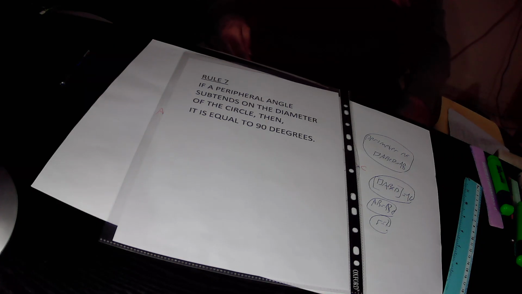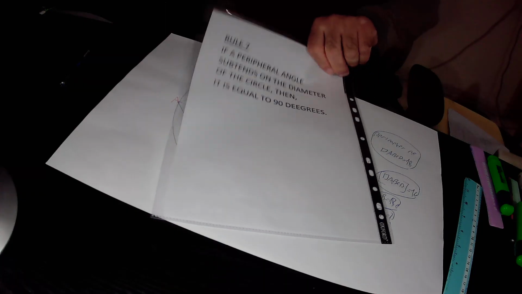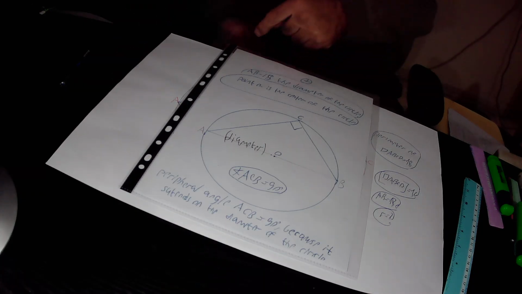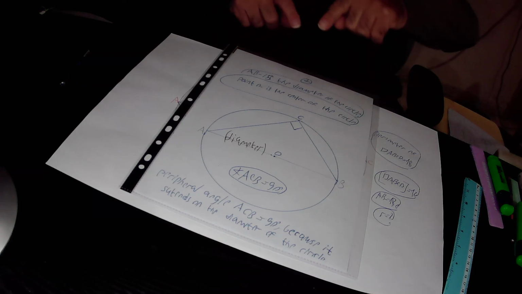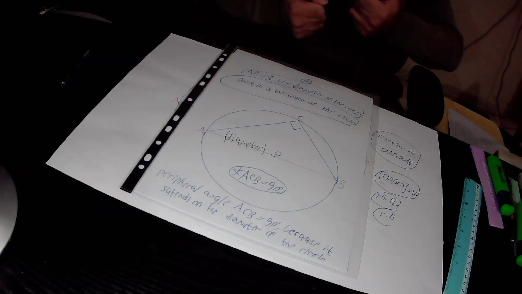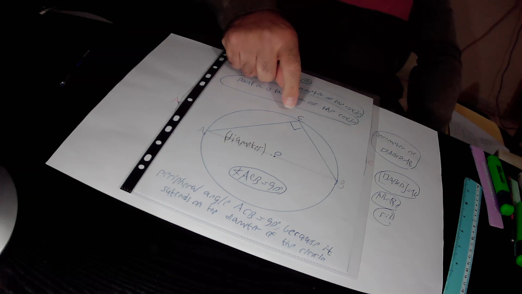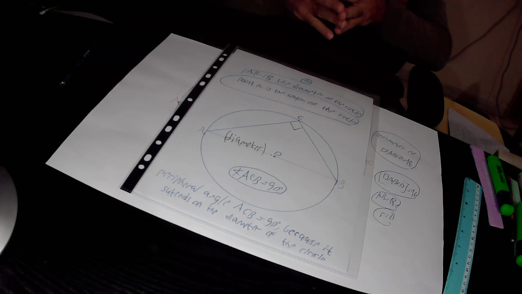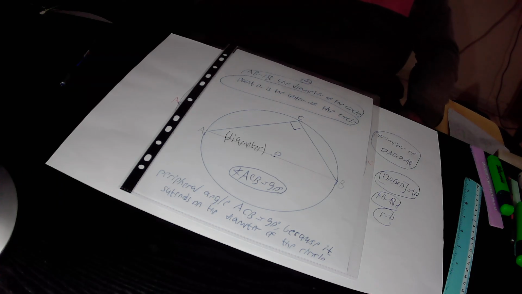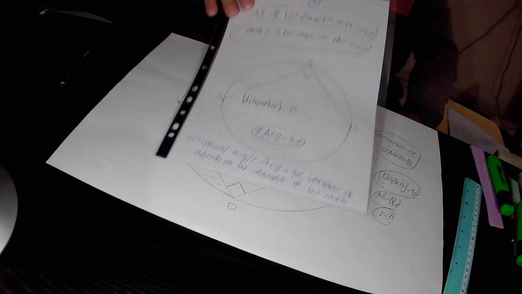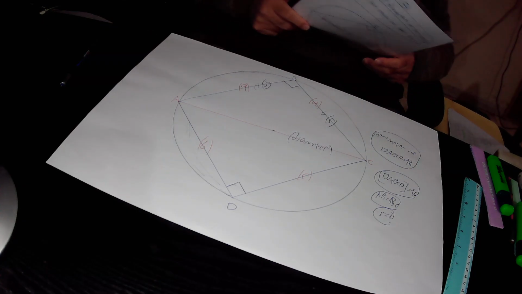According to rule 7, if a peripheral angle subtends the diameter of the circle, then it is equal to 90 degrees in size. So in the drawing, we have a circle. This is the peripheral angle, subtending chord AB, that is the diameter of this circle, and therefore it is equal to 90 degrees. So according to rule 7, any peripheral angle subtending the diameter of the circle must be equal to 90 degrees. So we can implement rule 7 in our drawing.